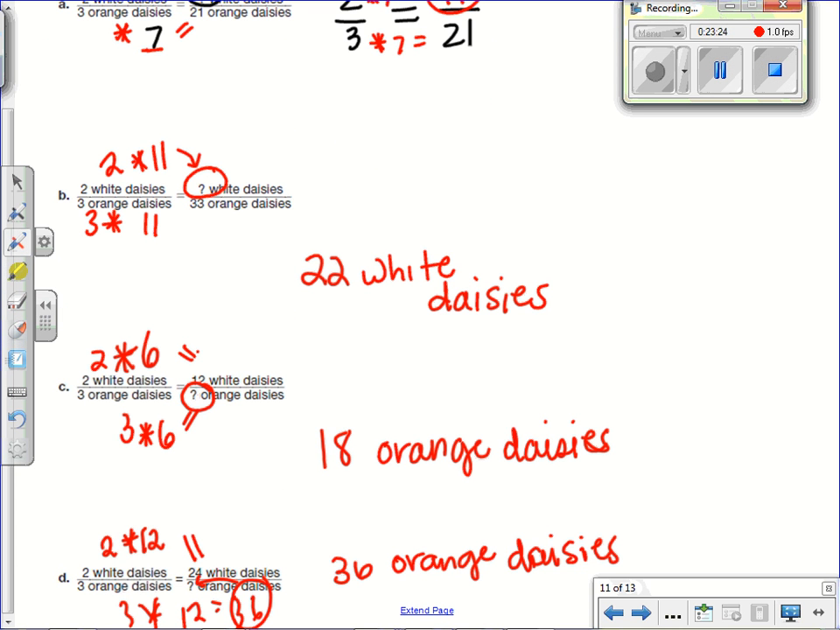In part B, I had to multiply by 11, both numerator and denominator, to get my new value of 22. Part C, I had to multiply by 6 on both numerator and denominator to get my 18. And then on D, I had to multiply by 12 on numerator and denominator to get my total of 36 orange daisies.